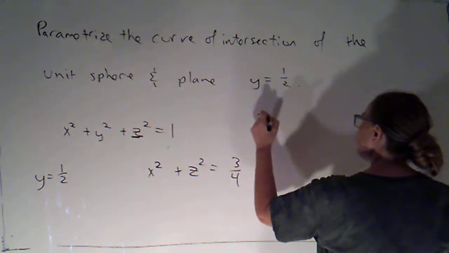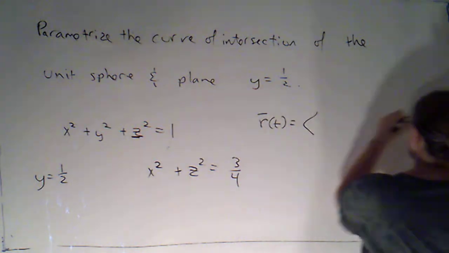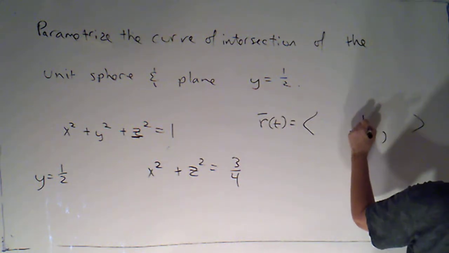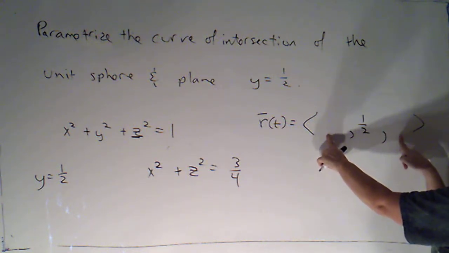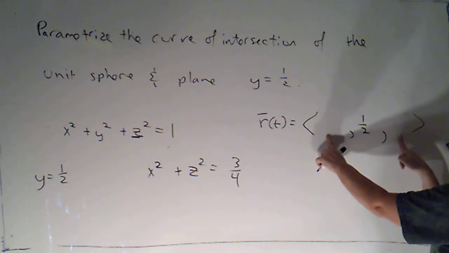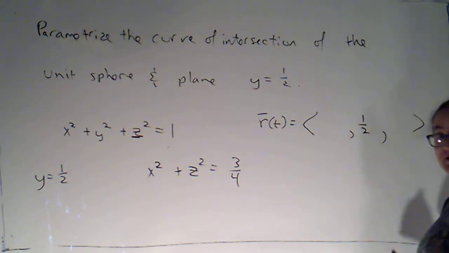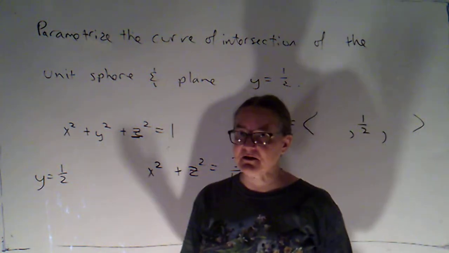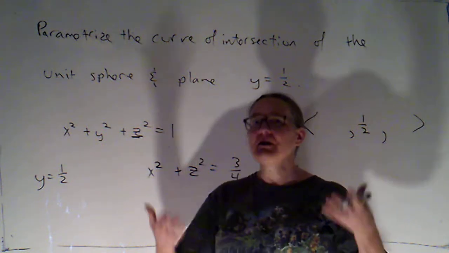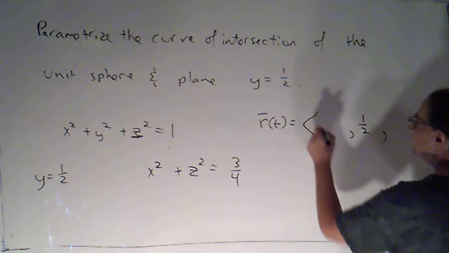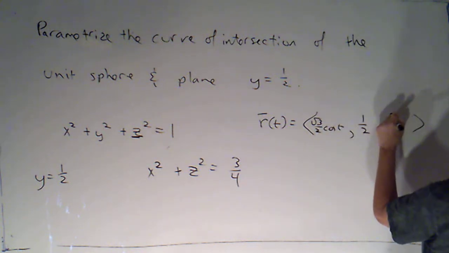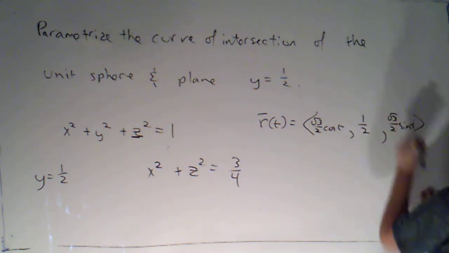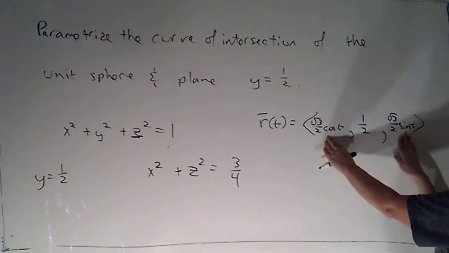So I know how to parameterize a circle. What I'm going to do is say y is constant at 1/2. In the xz plane, I need to be parameterizing a circle of radius √3/2. So I'm just going to take my unit circle and scale by √3/2. So let's try √3/2 cosine t, √3/2 sine t. That would do it.